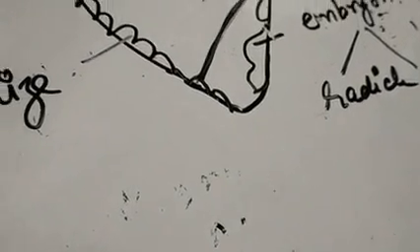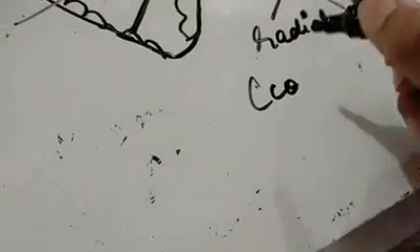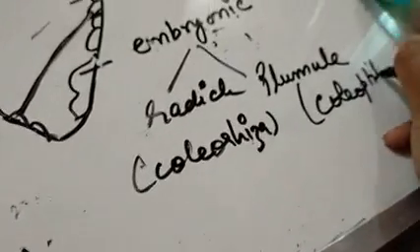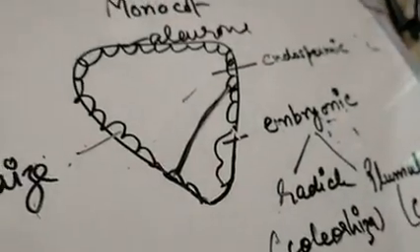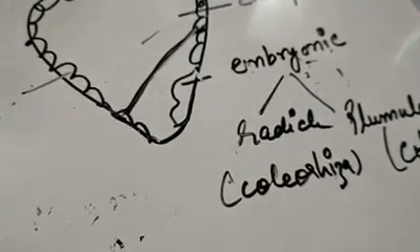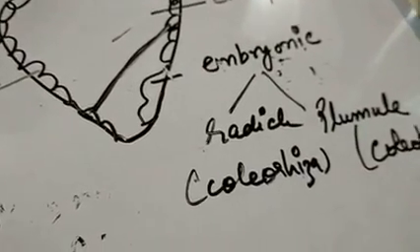Since it doesn't have any extra protective layer, the radicle is covered by a special structure which is called the coleorhiza, and the plumule is covered by a special structure which is called the coleoptile. These two structures are present only in the monocot seed and not in the dicot or any other seed. Am I clear?